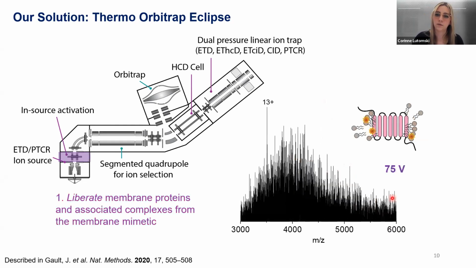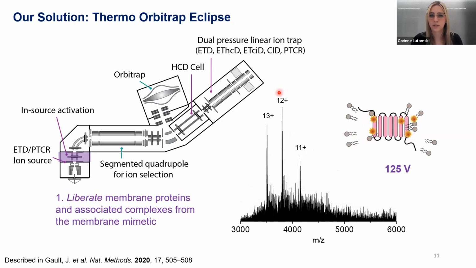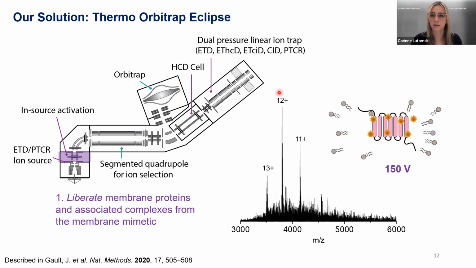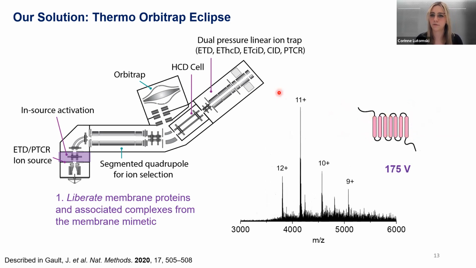And so if we just continue to up the collision energy just a little bit, the spectrum gets a little bit uglier, but we start to see some semblance of a protein distribution coming out. And then we can continue to step through different collision energies until we've liberated the protein from the detergent micelle. We can now generate these very nice spectra of natively folded membrane proteins, and in this case, natively folded GPCRs.